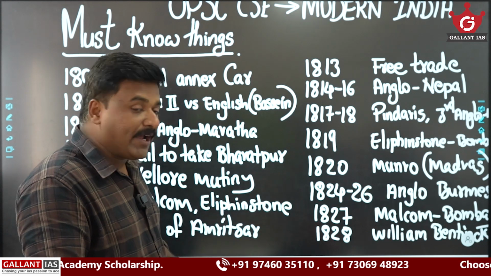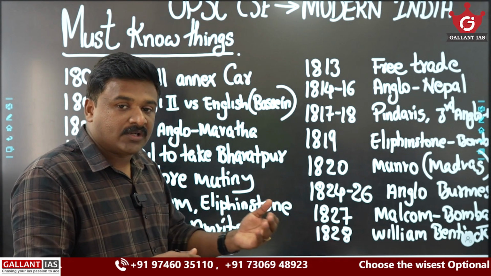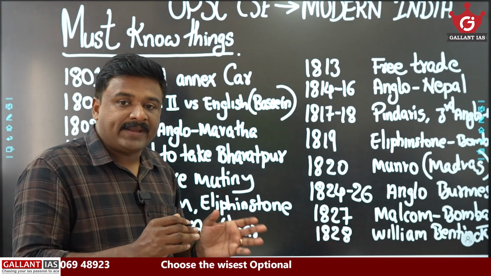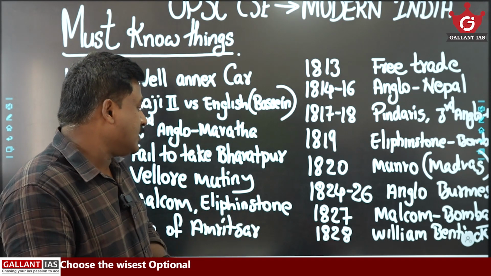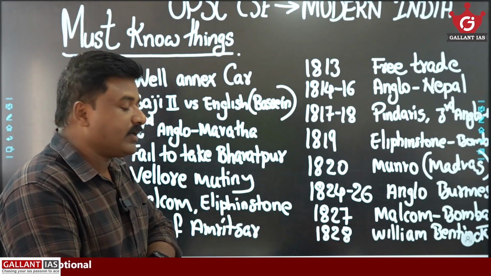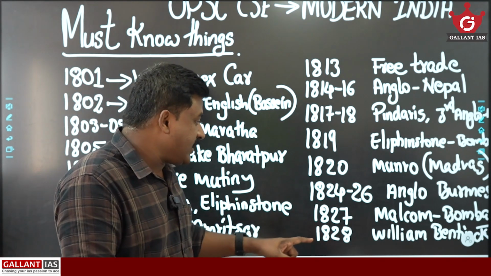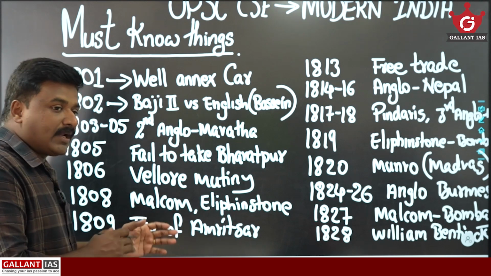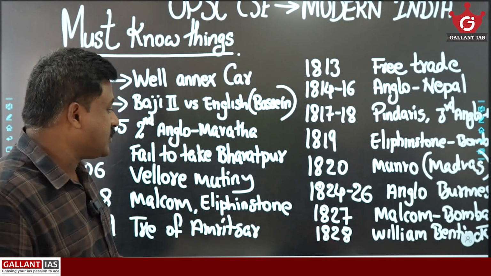1824 to 26, Anglo-Burmese War. Again, it is due to border tensions and disputes, and the Assam annexation. That was the tension. 1827, Malcolm was appointed as the governor of Bombay. 1828, William Bentinck was appointed as the Governor General of India. He is also regarded as the wind of change. Lots of reforms he introduced.